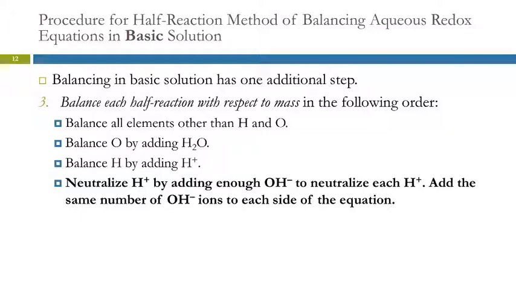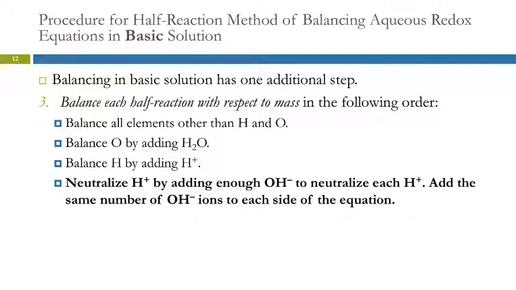Well, what if it's not an acidic solution? What if it's a basic solution? We're going to do the same process, but we're just going to give an extra step because we don't want H plus in there. So we go through the same balancing with respect to mass. All the other elements besides hydrogen, oxygen, balance oxygen by adding water, balance hydrogen by adding hydrogen ion. And then we need to neutralize the hydrogen ion by adding the same number of hydroxide ions as there are hydrogen ions.